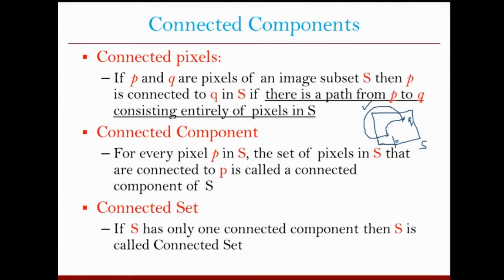Okay. You can extend this definition and define connected component. So for every pixel P in S, the set of all the pixels in S that are connected to P is the connected component. So for example, in your image, there is a pixel here, and you find that there are a lot of other pixels which are connected to this pixel. For example, let's say this pixel is connected to this pixel. So then this will be part of the connected component defined using this pixel.